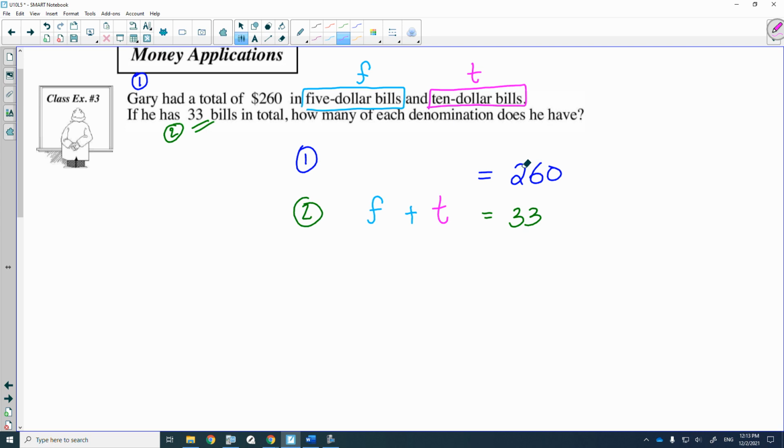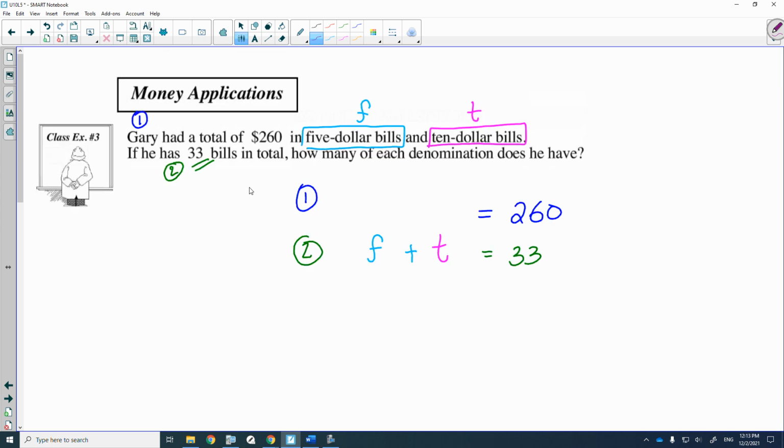Does anybody know what the money would be? It has to do with this. How much is each $5 bill worth, plus how much is each $10 bill worth? And that equals 260. Anybody want to venture a guess what that would be? For the money, each $5 bill is worth 5, right? So it's going to be this, 5F.